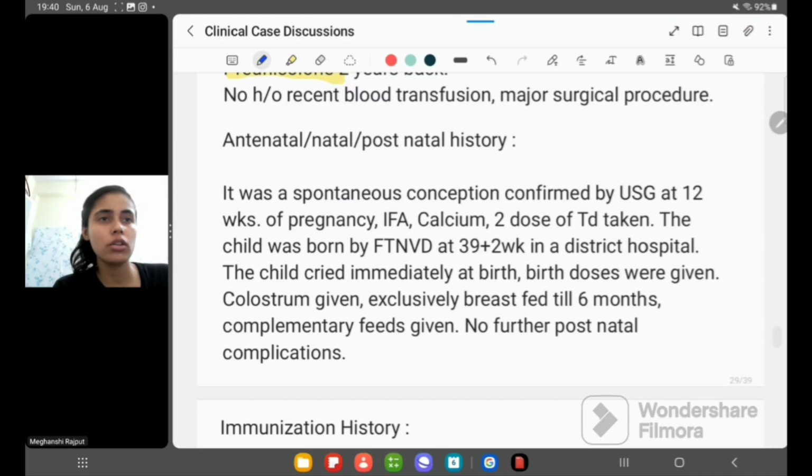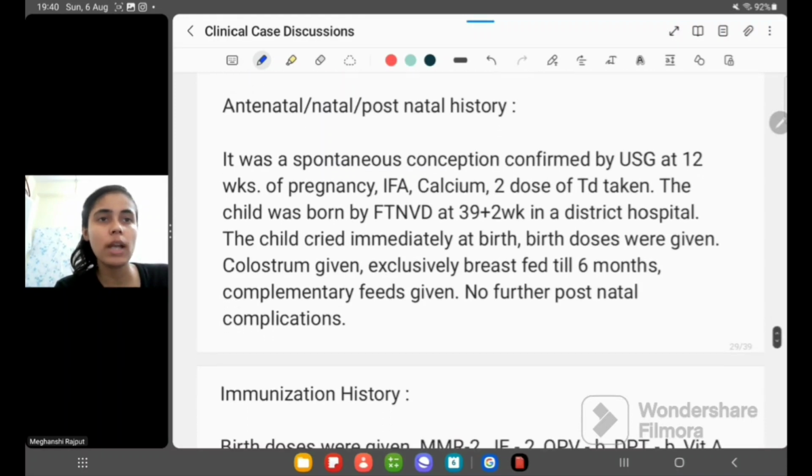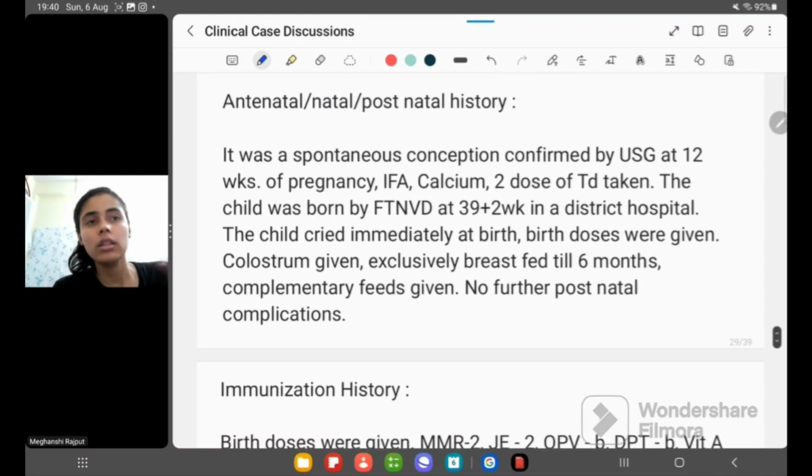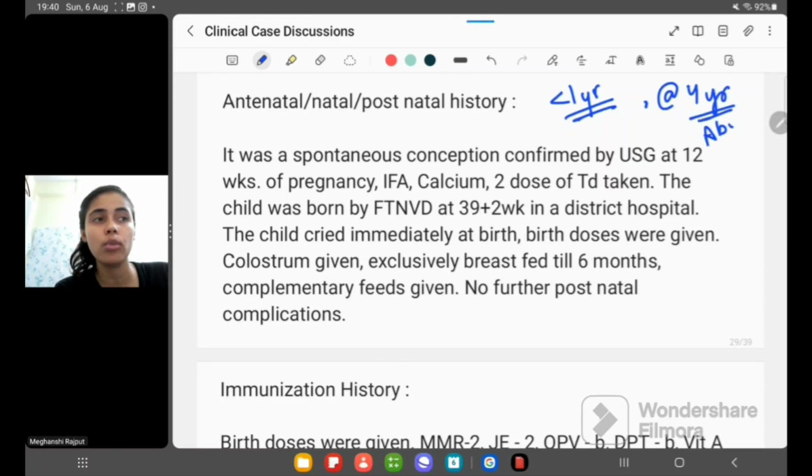Then there is no history of blood transfusion, any major surgical procedure, antenatal, natal, and postnatal history. This is of importance if the child is less than 1 year of age. If it is a case of less than 1 year of age, then you take a detailed antenatal, natal, postnatal history. Here it is not of much importance as the child's age is 4 years, but still we are considering it because the child has complained of abnormal body movement, and we still need to rule out HIE, though we have taken it up in the history.